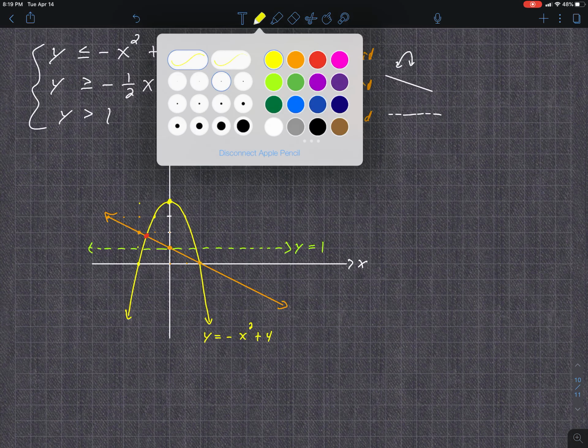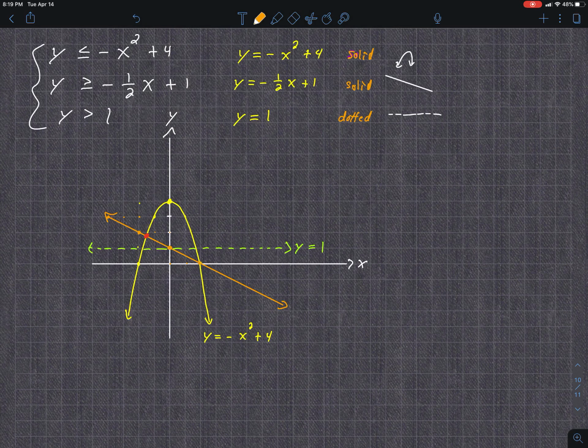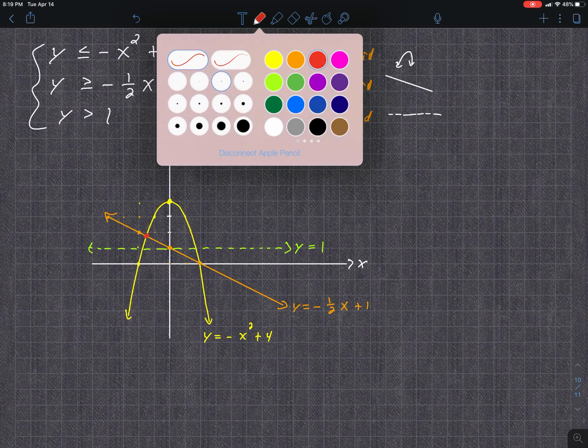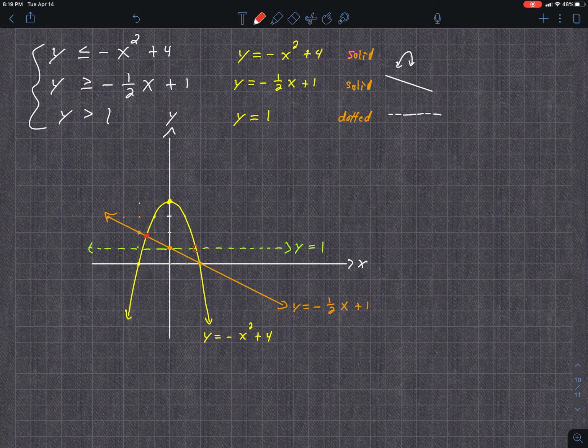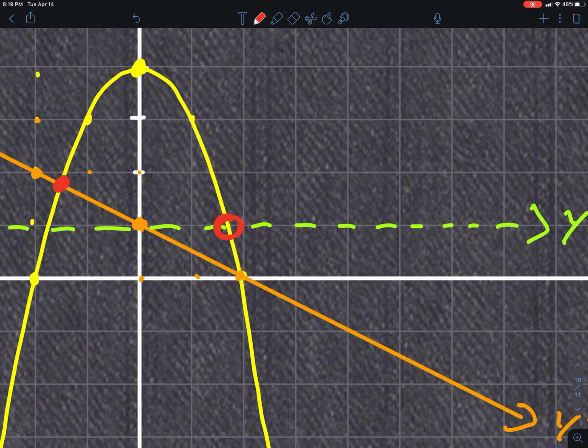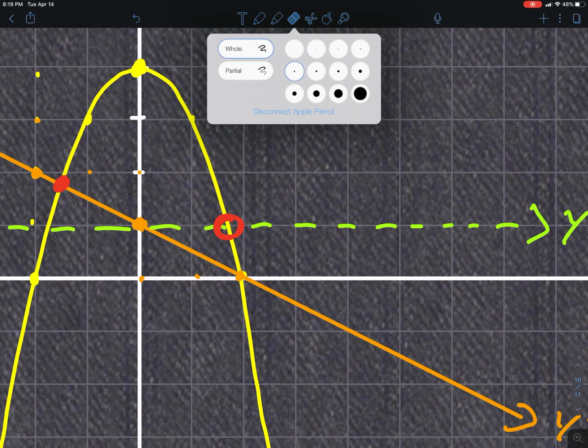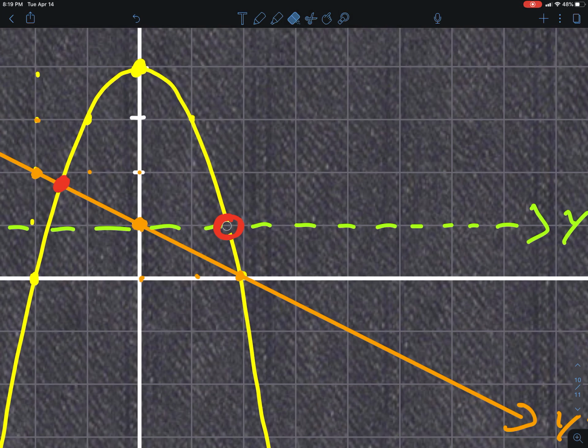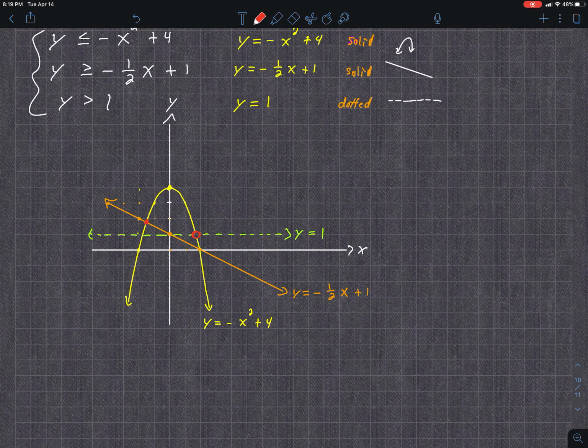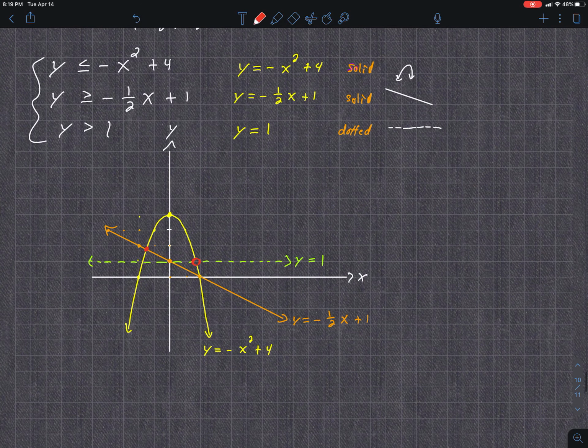And let's label this one. That's y equals negative x squared plus 4. And let's label this one, y equal to negative 1/2 x plus 1. We're going to need to find this intersection point right here, which will be a circle, like that. Let me zoom in. So that'll be a circle. It's not including those values in the middle. So this will be open like that. So it doesn't include that value, but you've got to label what it is.